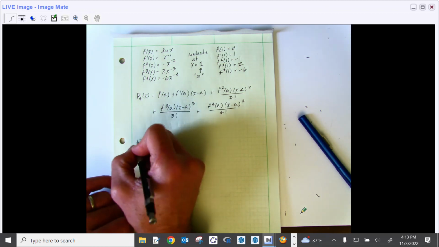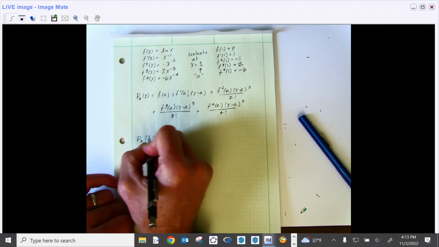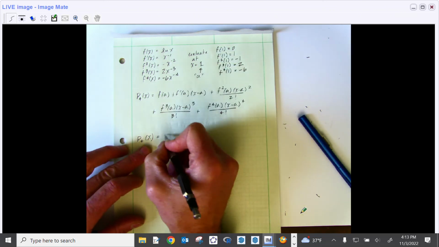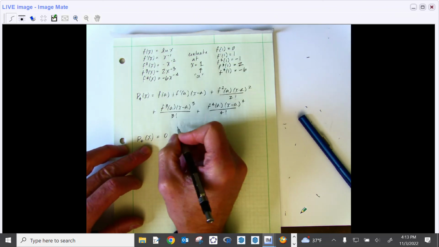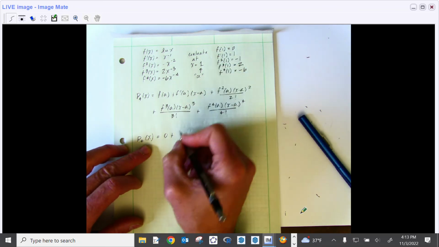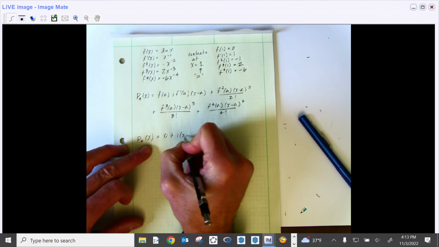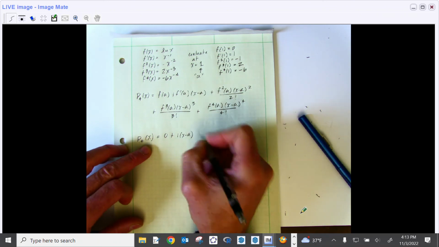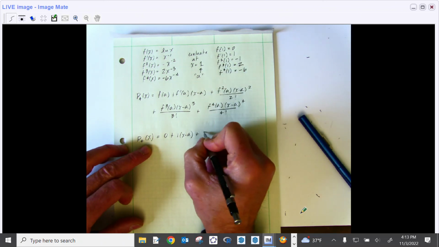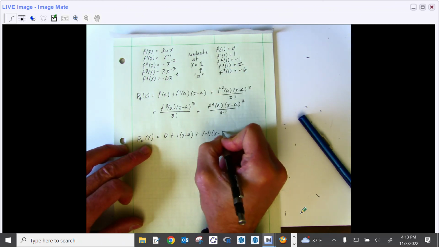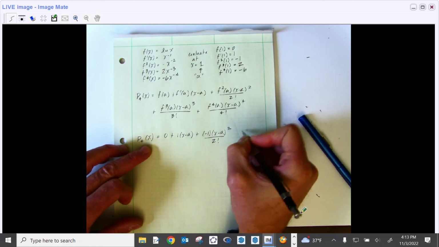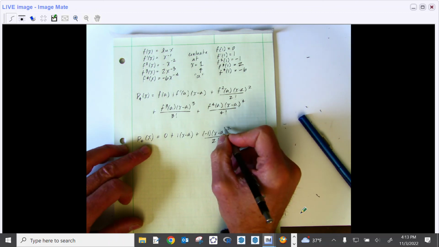So what do we get? f of a is just 0, so the first term is 0. f prime of a is 1, so we get 1 times x minus a. f double prime of a is negative 1. We multiply that by x minus a squared, and we'll put that all over 2 factorial. So that's the second degree polynomial.